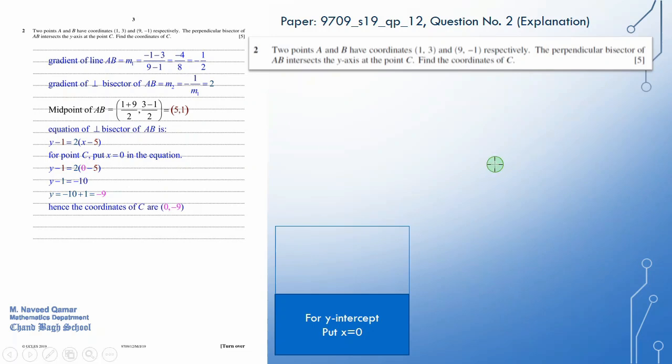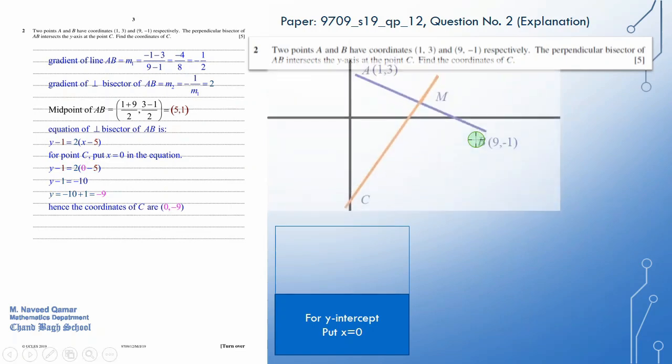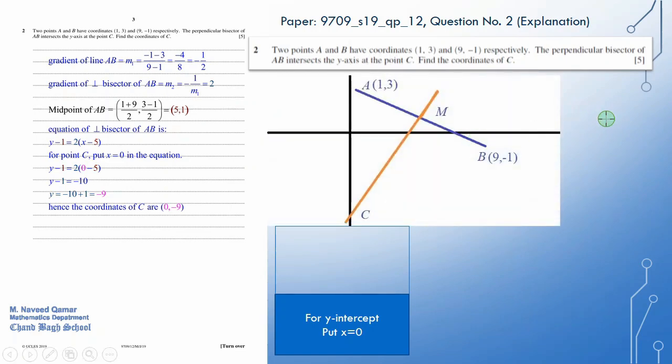Here it is question number 2. In this problem we have to find the y-intercept of the perpendicular bisector of line AB. It is good if we can sketch the diagram according to the given condition. Here it is. In this diagram, the line CM is the perpendicular bisector. A perpendicular bisector is a line which passes through the midpoint and is perpendicular to the given line.